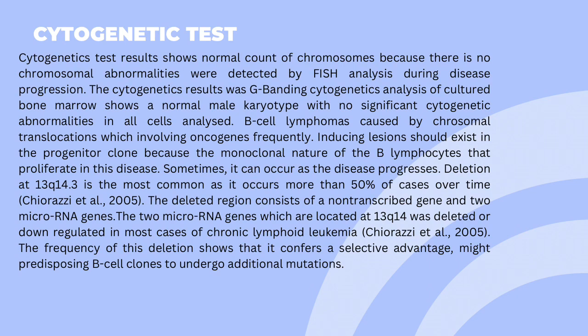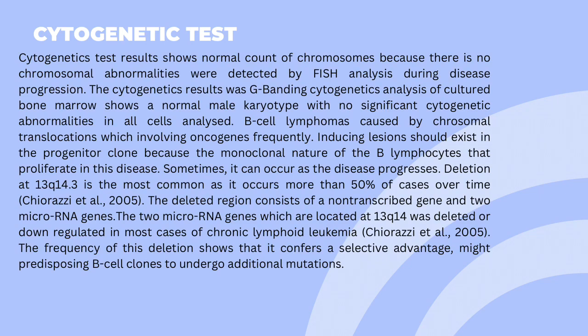Lastly, the cytogenetic test results show a normal count of chromosomes because no chromosomal abnormalities were detected by FISH analysis during disease progression. The cytogenetic result was G-banding cytogenetic analysis of cultured bone marrow, which shows a normal male karyotype with no significant cytogenetic abnormalities in all cells analyzed.